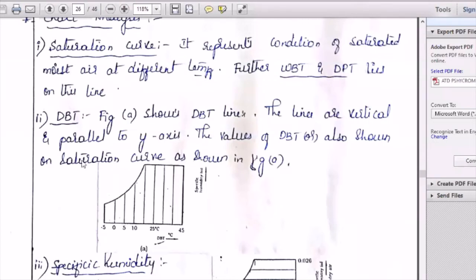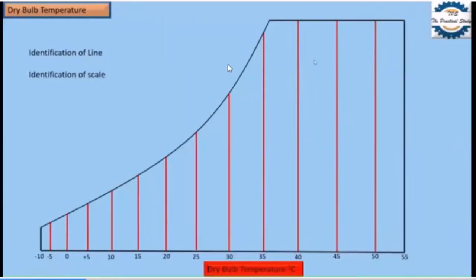The lines are vertical and parallel to the y-axis. You can see these lines are parallel to the y-axis. The values of DBT are also shown on the saturation curve, as shown in the figure. So, very important: the values we read are horizontal, but the dry bulb temperature line is vertical, and that vertical line is parallel to the y-axis. That is what the statement says. Write down this chart separately.